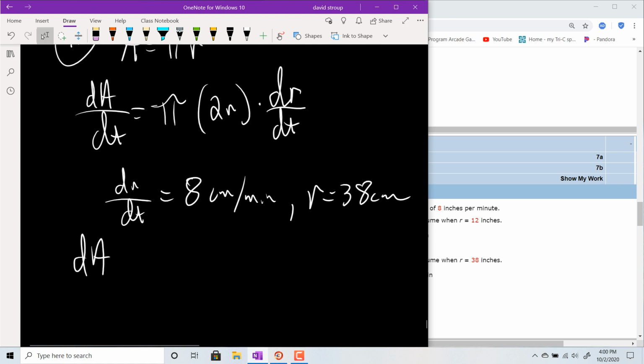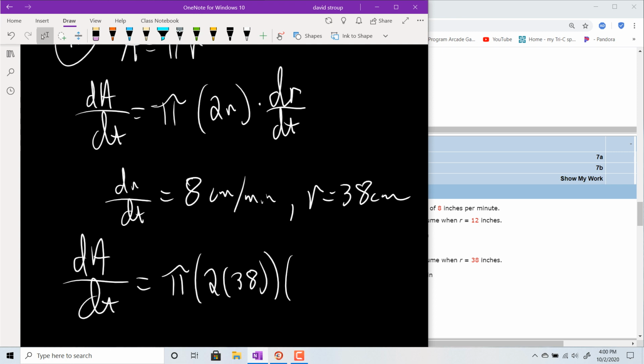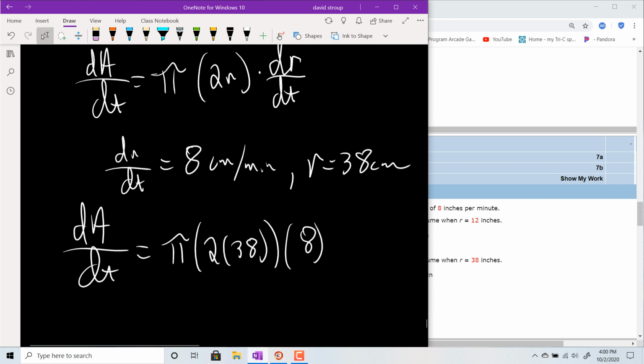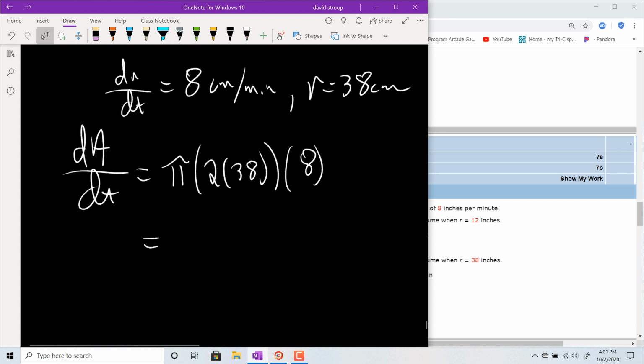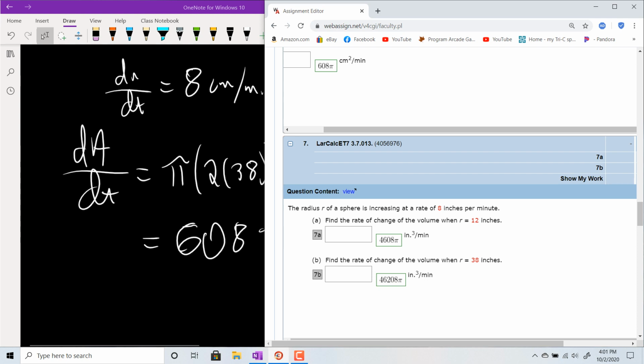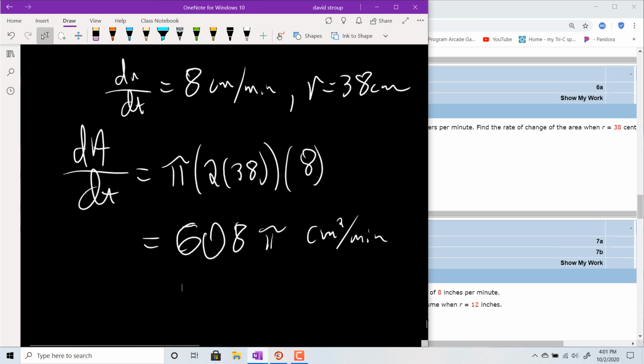Okay, so the rate of change of area with respect to time will be pi times 2 times 38 times 8. Okay, and it's area, so you'll have squared units. But anyways, I've got to figure out what 2 times 38 times 8 is. 38 times 8 is 304, so 2 times that is 608 pi. And it's area, so it'll be centimeters squared, and then per minute. Okay, so that will get you there, hopefully.